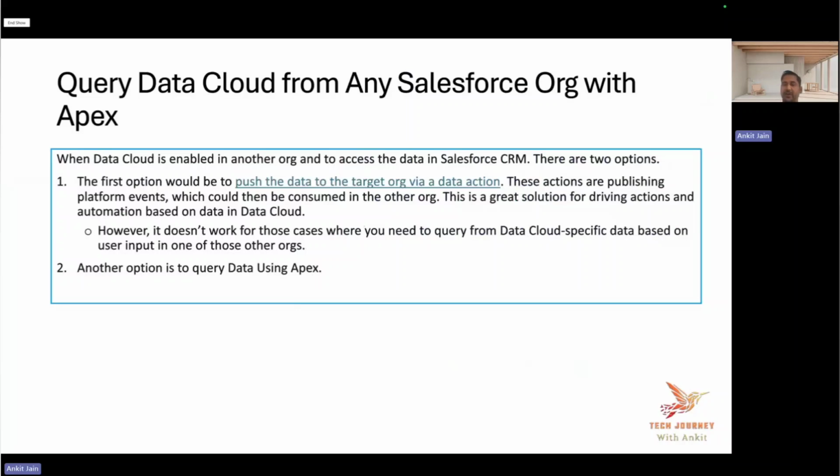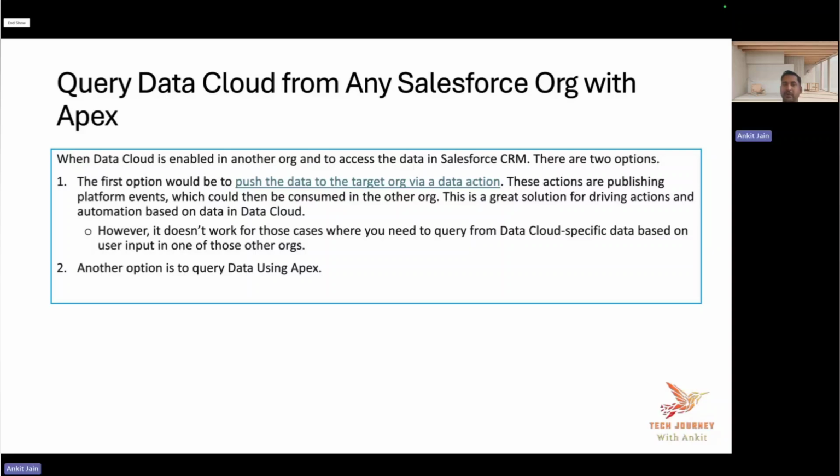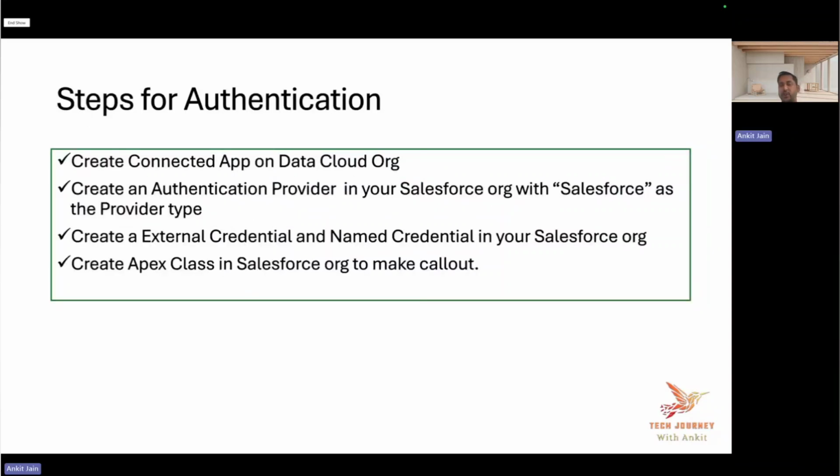In the last session, when we discussed connecting Postman to Data Cloud, I showed you how you can connect it, and what different APIs are exposed by Data Cloud that you can use to fetch the data. But now we want to see what different steps need to be followed to build the integration. The very first thing that you have to do here is create the connected app on the Data Cloud org. Next, all the remaining steps that you will be doing are on the Salesforce CRM org.